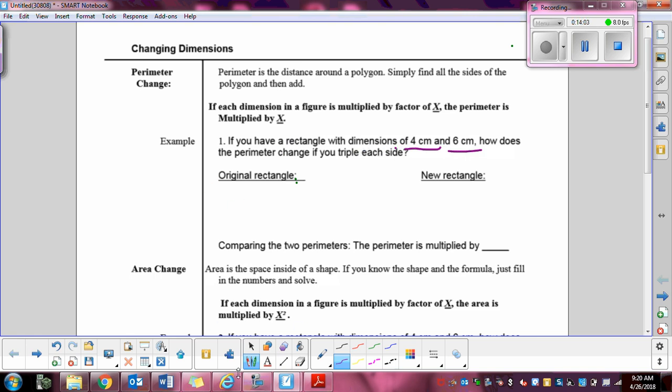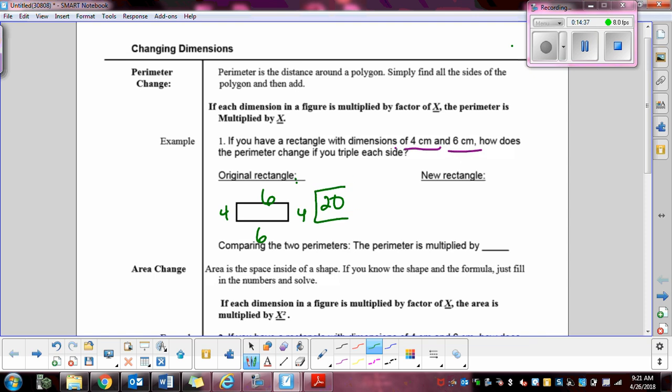So this is my original rectangle. And this one, it says, is 4 centimeters and 6 centimeters. You have a rectangle with 4 and 6. How does the perimeter change if you triple each side? So our perimeter is going to be 6 plus 6, which is 12, plus 4 plus 4, which is 8. So my perimeter of this one is 20. I'm just going to add them all up.